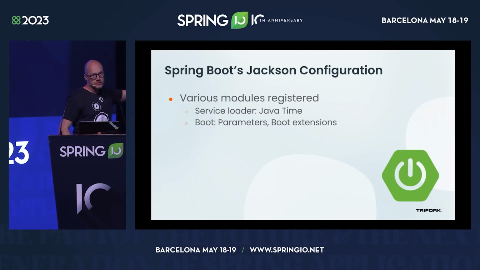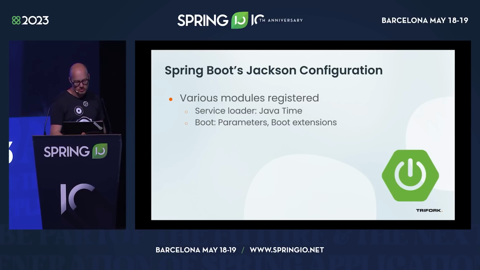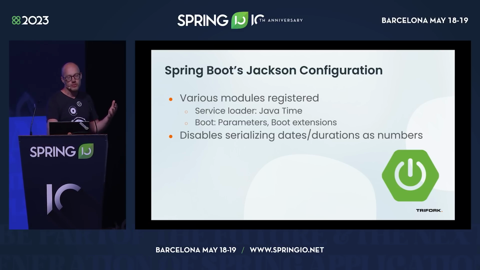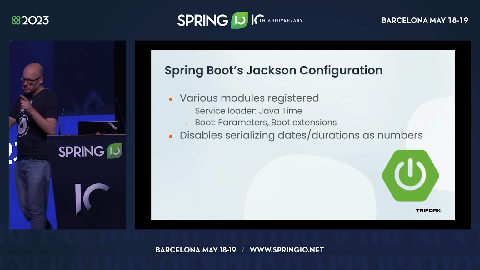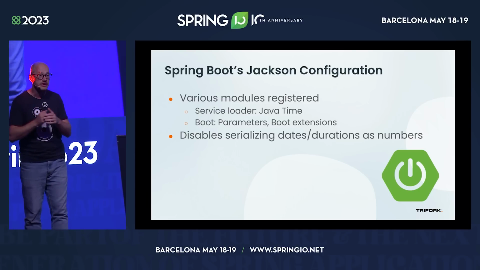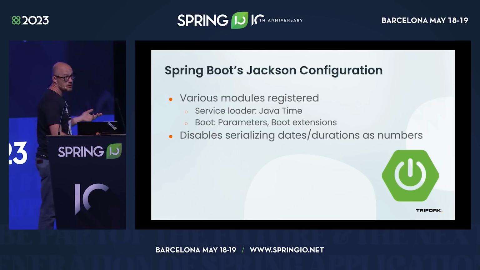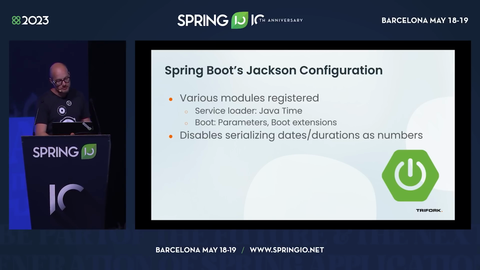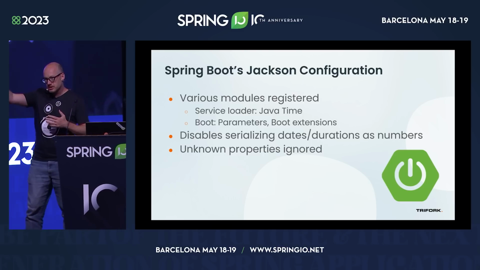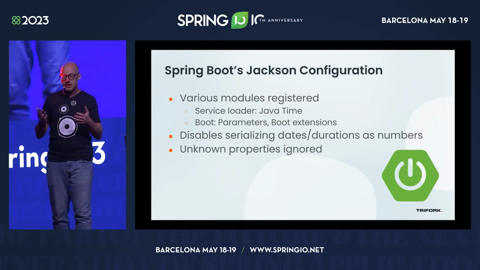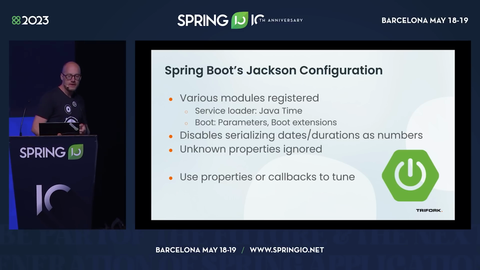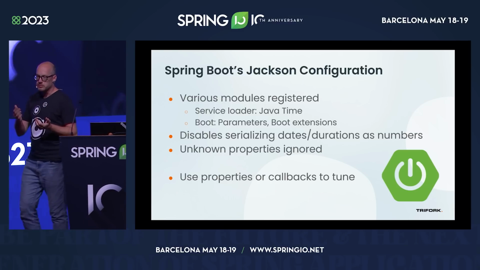Also, what we saw is that Boot specifically adds some additional modules as well. Boot also disables the default feature where dates and also duration are actually rendered as numbers, which are Unix timestamps. So we get a nicely formatted date, which is typically what you want, especially in REST APIs. Unknown properties, right? Fields in the JSON that cannot be mapped onto a Java type will simply be ignored by default in Spring Boot. And we can tune all of this stuff if we want to.